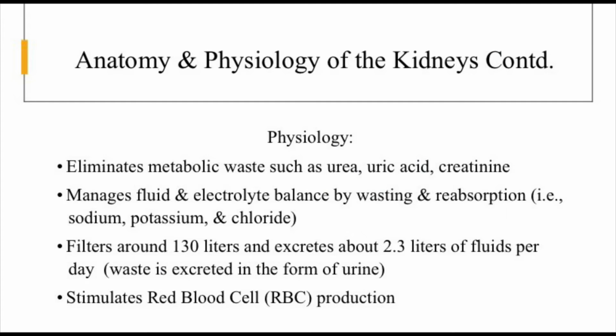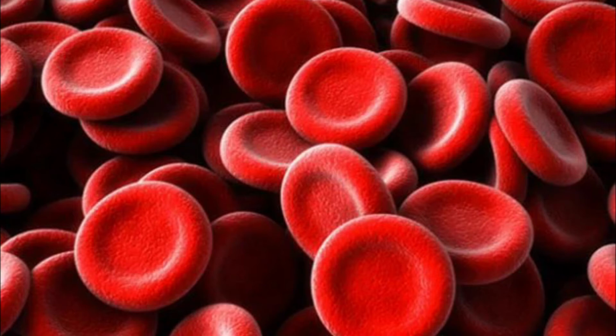So here's some physiology. The kidneys eliminate metabolic waste such as urea, uric acid, and creatinine, meaning that the kidneys filter the waste products of metabolism. They manage fluid and electrolyte balance by wasting and reabsorbing, for instance, sodium, potassium, and chloride. The kidneys filter about 130 liters and excrete about 2.3 liters of fluid per day. Waste from the kidneys is excreted in the form of urine. Lastly, the kidneys stimulate the production of red blood cells.